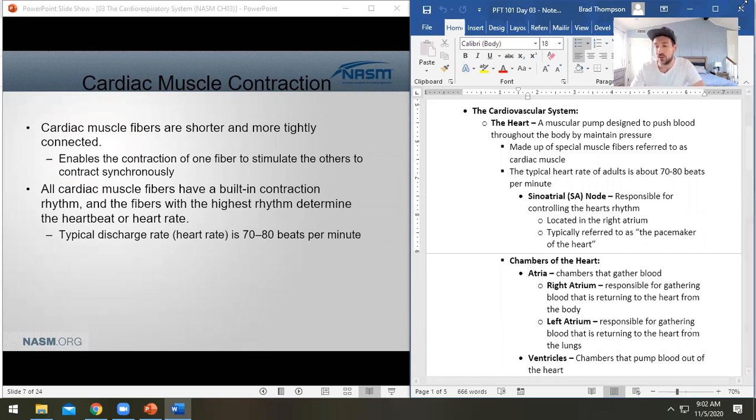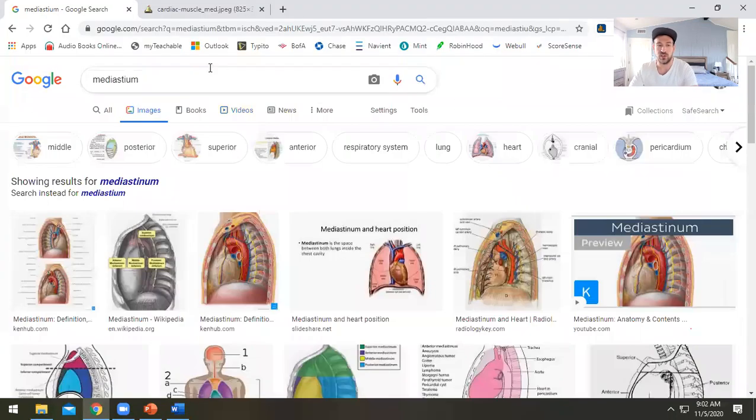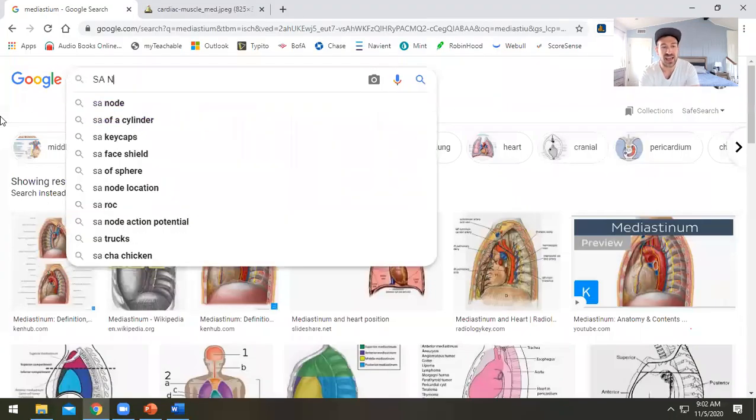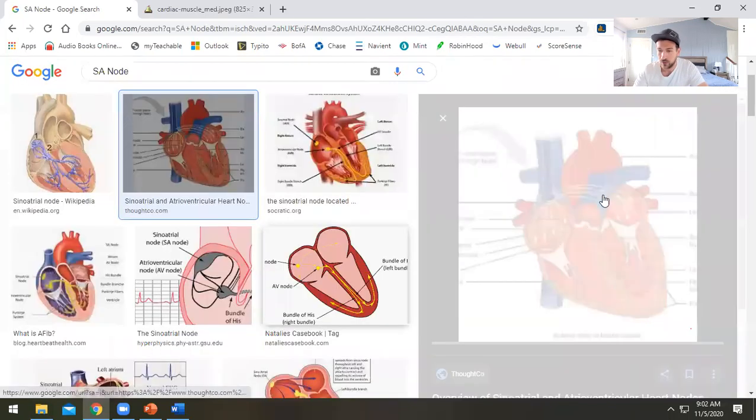The typical discharge rate, like I said, is about 70 to 80 beats per minute. And that rate of your heart rate is actually controlled by this really cool little structure inside of your heart called your SA node. Its real name is the sinoatrial node.